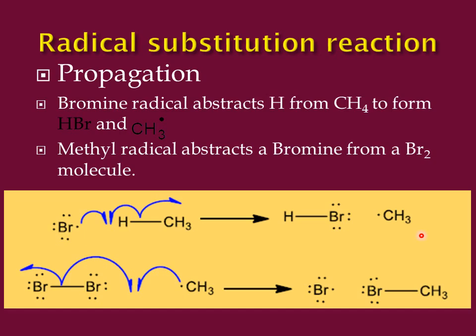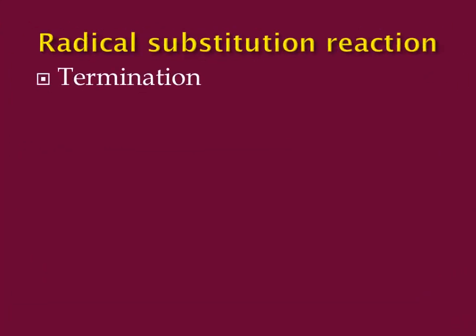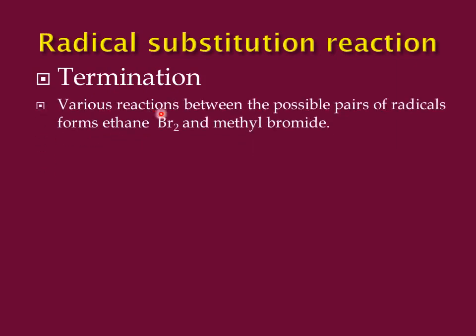That is why it is called propagation. The third step of radical substitution reaction is termination. As you already know, the word termination means to put an end. So it is the last step. It is going to terminate this chemical reaction, in which various reactions between the possible pairs of radicals form ethane, bromine molecule and methyl bromide.